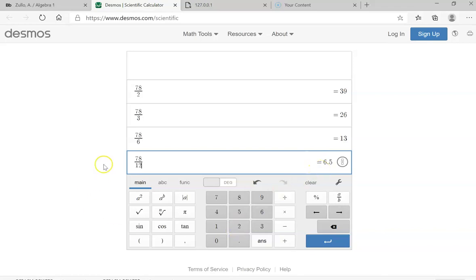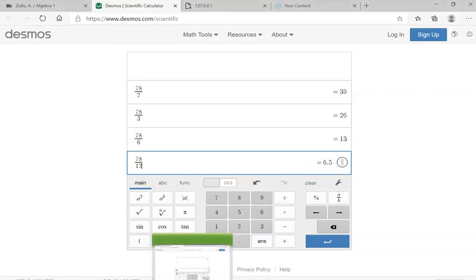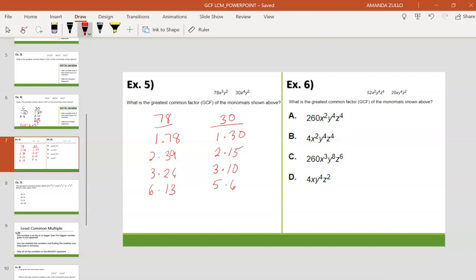That gives you a decimal. And then 78 divided by 13, but we already have that listed. So they're my factors.